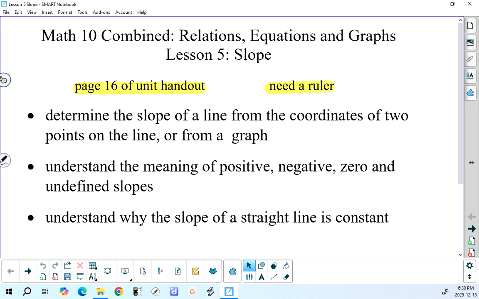What are we doing today? We're going to define what slope is, and then at the end of the lesson, determine what the slope of a line is if we're given coordinates of points on the line or if we're just given a graph. You should know the difference between a positive and a negative slope, and also be able to explain what a slope of 0 means and what an undefined slope means. And along the way, we'll talk briefly about why a straight line has a constant slope.